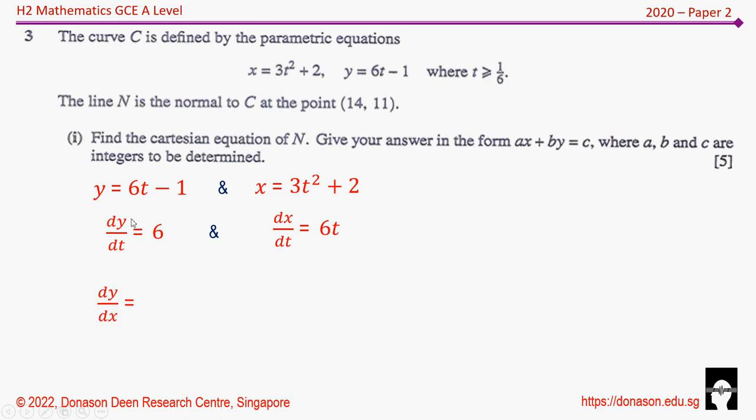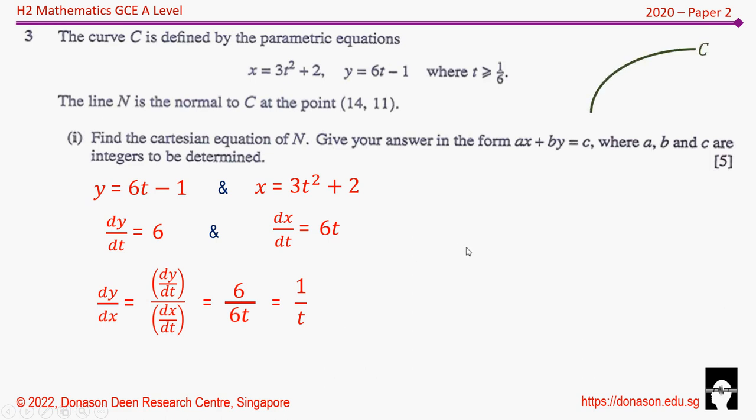dy/dx is of course equal to dy/dt divided by dx/dt, which is simply going to be dy/dt is 6, and we're going to divide that by 6t. So that is the value of your dy/dx, and of course if you cancel the 6 and the 6, you get 1 over t. That is your dy/dx in terms of the parameter t.